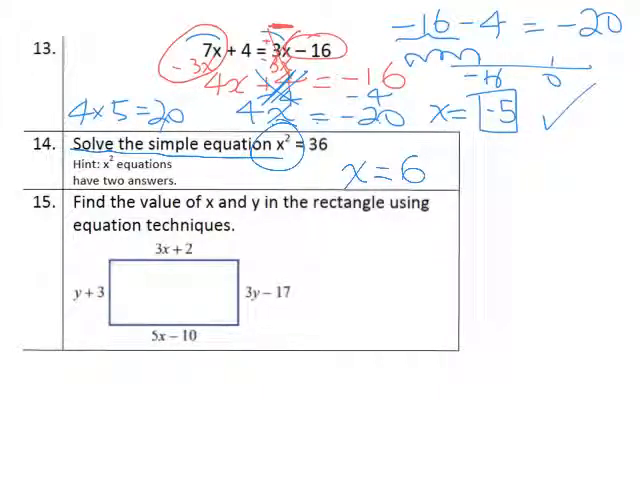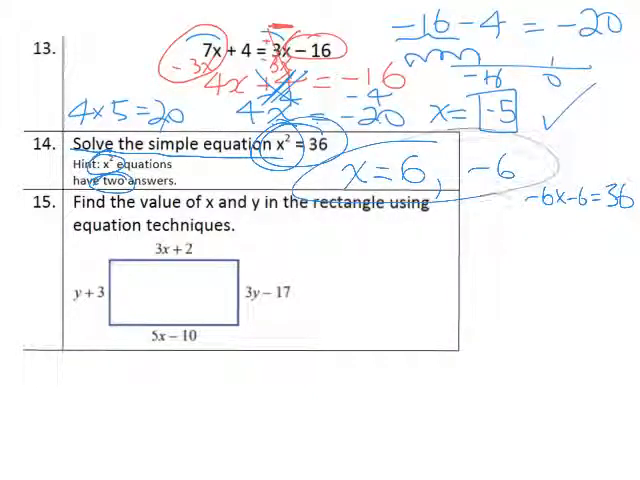But the hint says x squared equations have two answers. That's because when you multiply a negative by itself, say negative 6 times negative 6, you end up with positive 36. So in fact, which number squared gives 36? It's actually both. So there's two answers to that question.